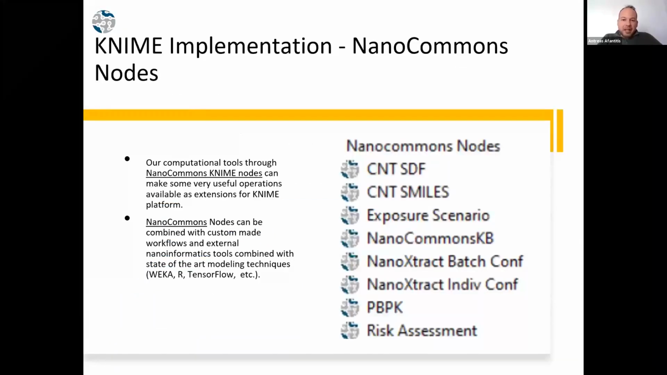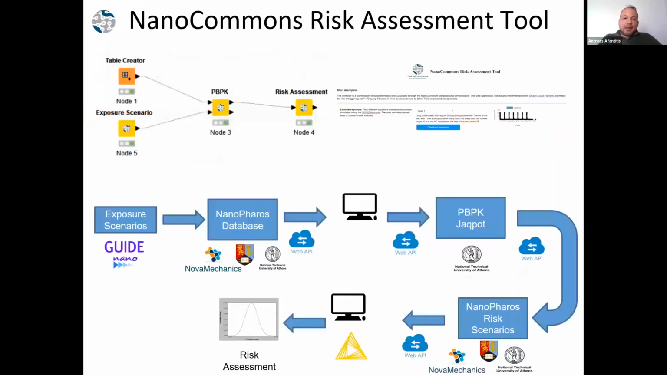Now there are several NanoCommons nodes. The particular nodes provide some very useful information and are available as an extension in the KNIME platform. And the added value is that you can combine the particular nodes with other tools, tools for machine learning, data mining, reporting, etc. Some of the nodes are already reported by other colleagues, so I will pass over them very briefly.